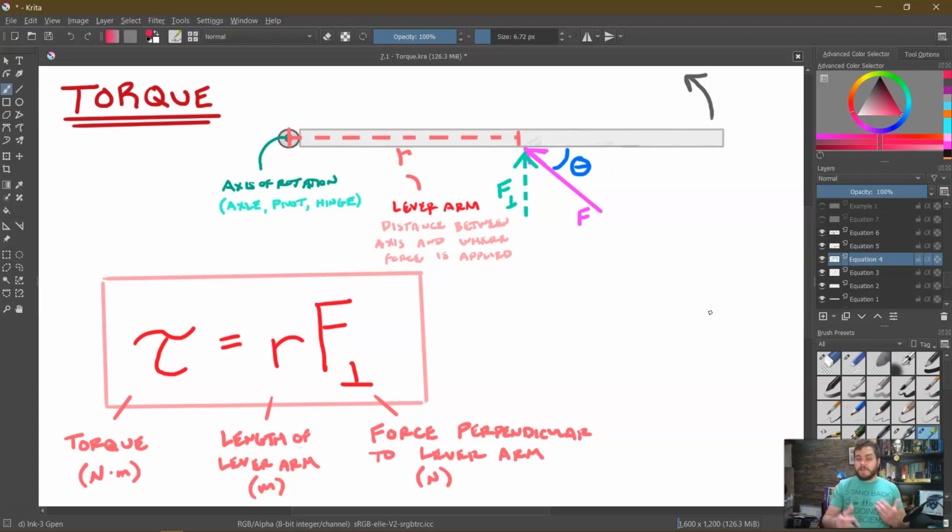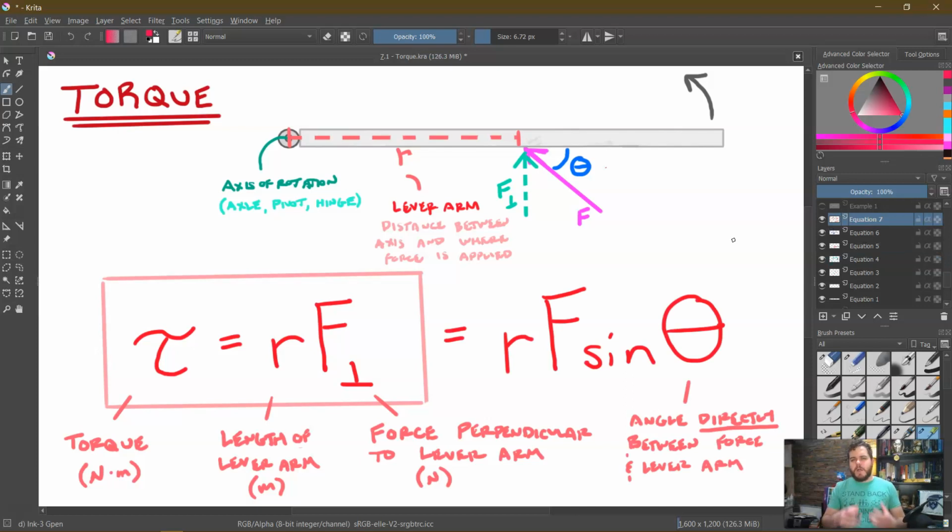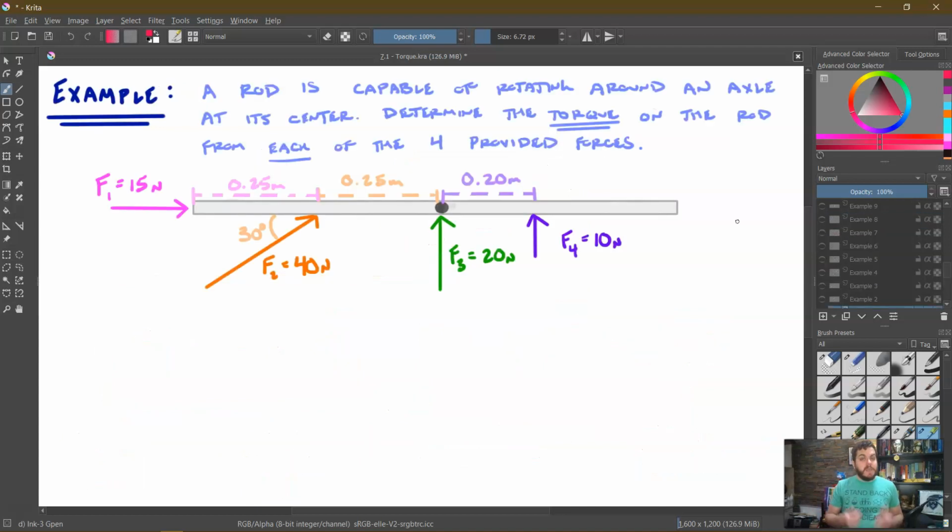Now I can calculate this in a slightly different way by recognizing that this angle theta here, which is the angle between the force I apply and the lever arm, I can rewrite the equation as RF sine theta, because the perpendicular piece of this force is the sine component of this angle. So this angle theta is specifically the angle directly between this force and the lever arm. We could either say tau is equal to RF perpendicular or it's equal to RF sine theta. As long as that angle is the one directly between the two, we should always get the same thing. So let's look at an example.